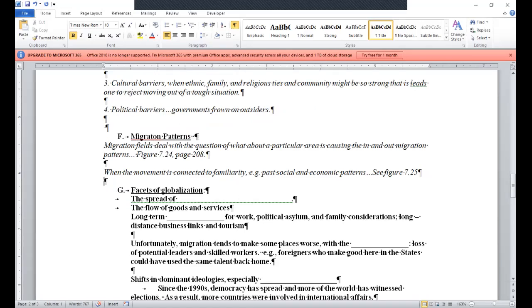When the movement is connected to familiarity, like past social and economic patterns, that's known as a channelized flow. Channelized flows. And a classic example of this is your general European immigrants in the 19th and early 20th centuries. The lion's share congregated along the Northeast. They go to Ellis Island, and when they would migrate, they'd migrate pretty much in straight lines west. The Scandinavian people were a little different.